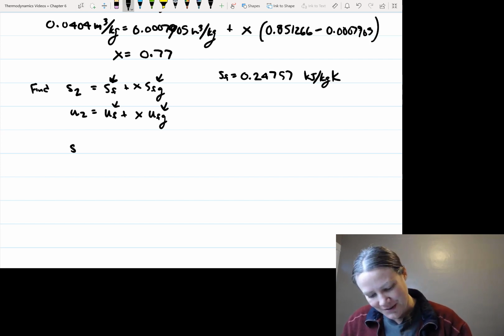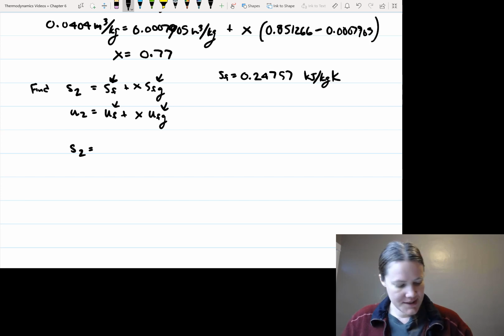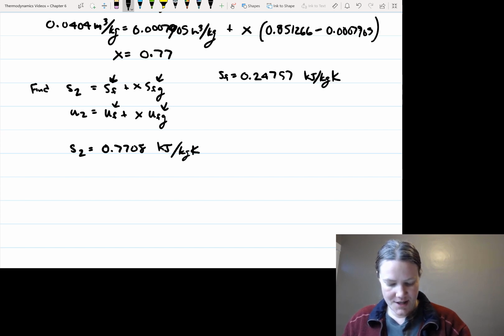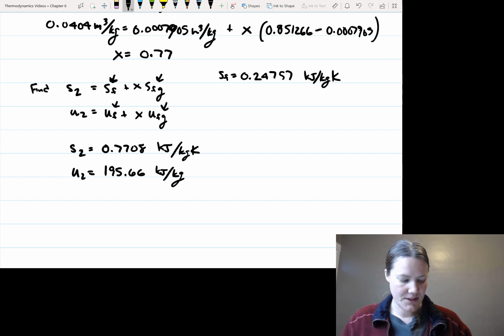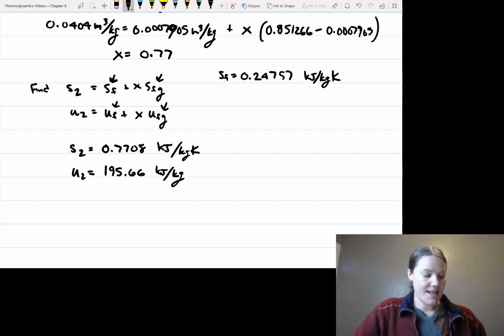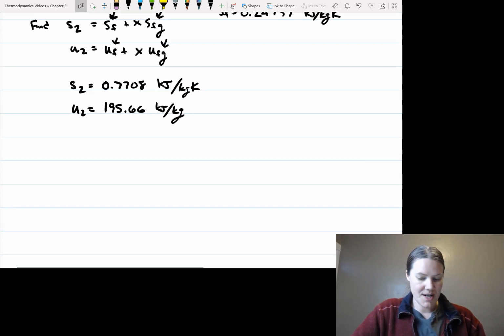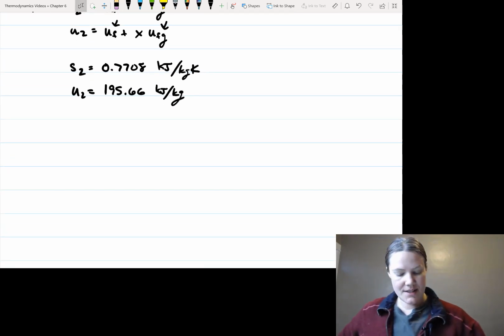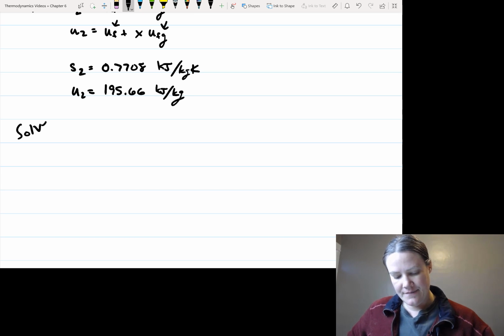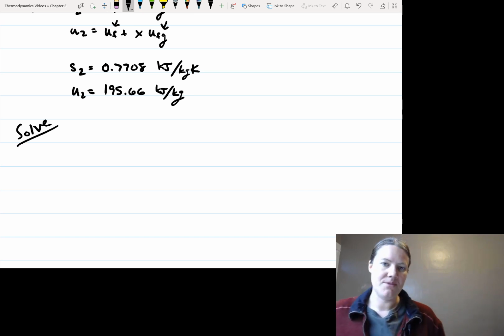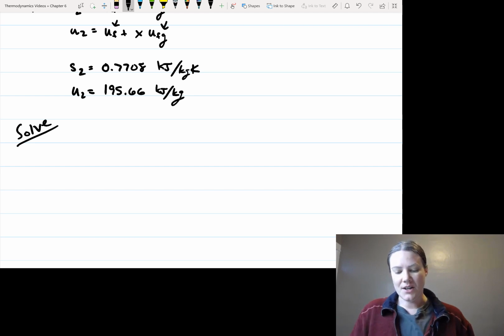Anyway, what I got was that S2 is equal to 0.7708 kilojoules per kilogram Kelvin, and U2 is equal to 195.66 kilojoules per kilogram. So now we have all of our data, and we're pretty much ready to just solve equations. So let's solve.